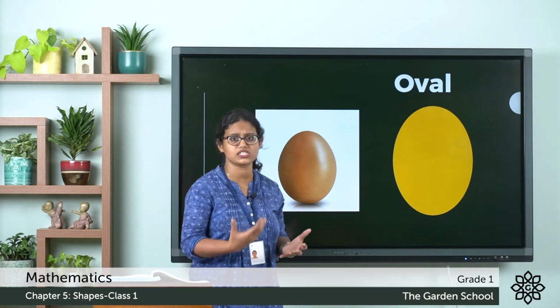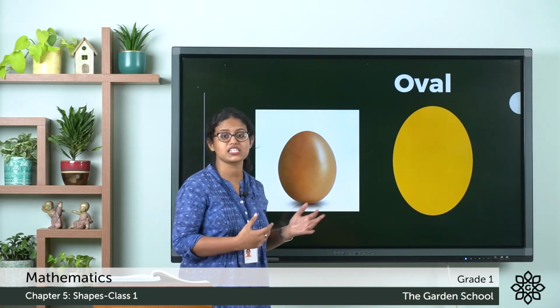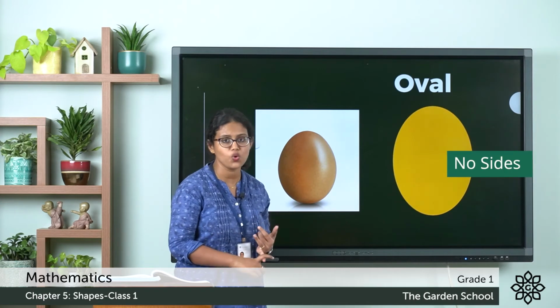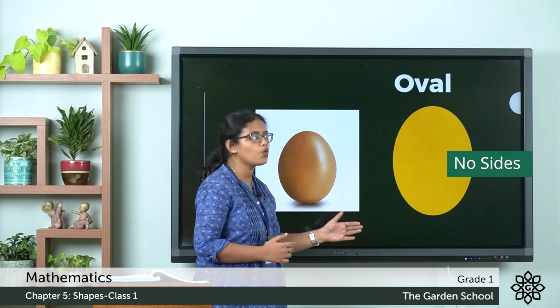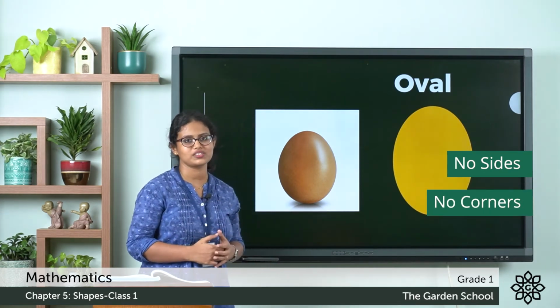So can you find out sides? Does it have sides? No. Oval has no sides and no corners. So oval has no sides and no corners.